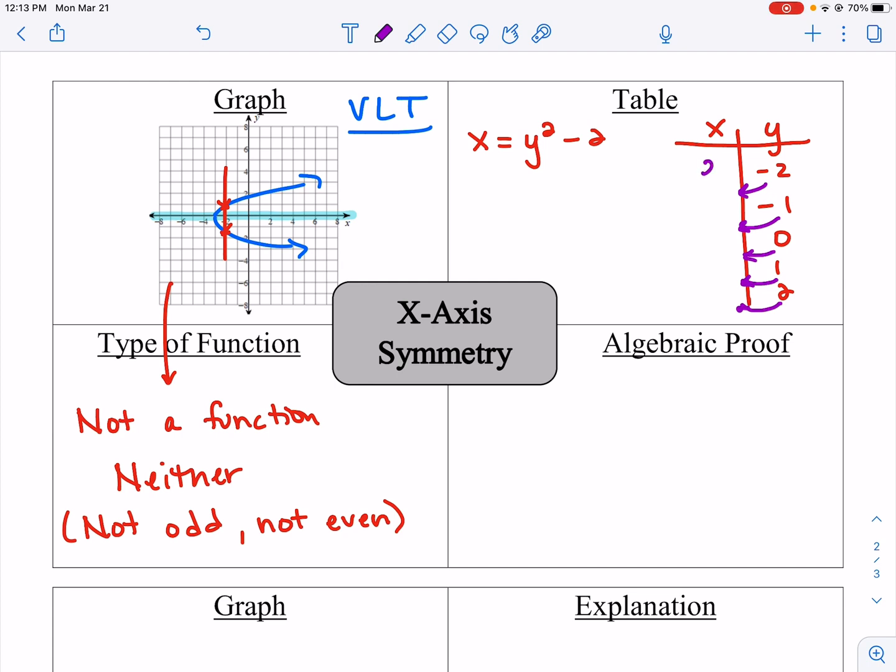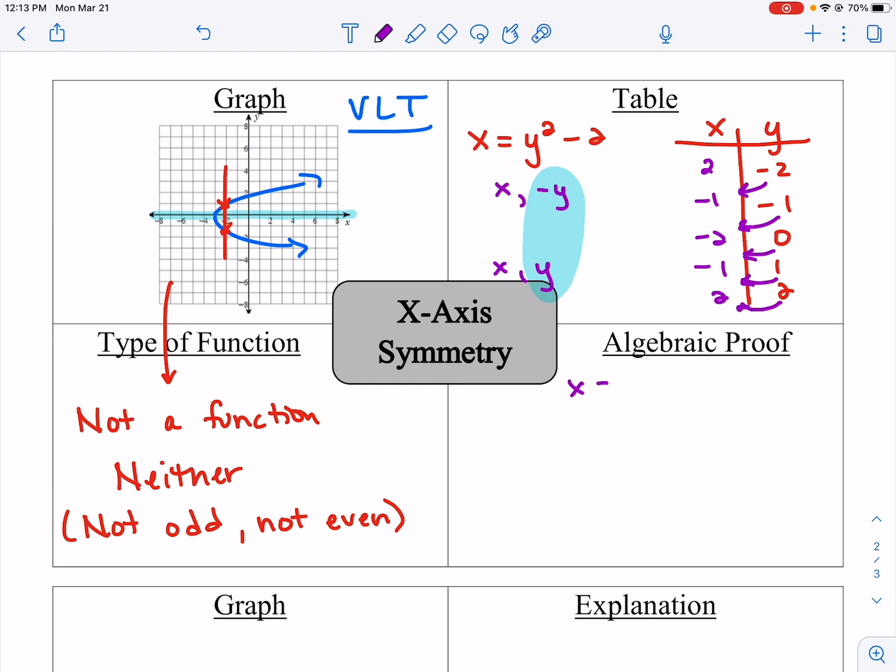So you end up with 2, -1, -2, -1, 2. What you notice again is that you get the same x value when y is negative as you do when y is positive. So what we're looking at this time is something that has x-axis symmetry, if when we plug in y, positive and negative, we get the same x result. So think about this: will I get the same x if I plug in a negative y to that point?